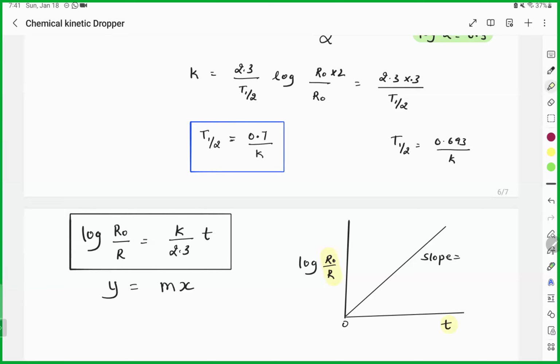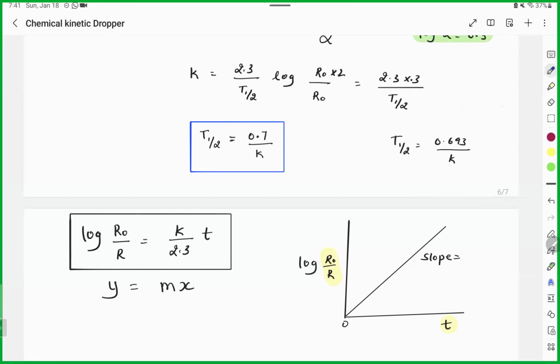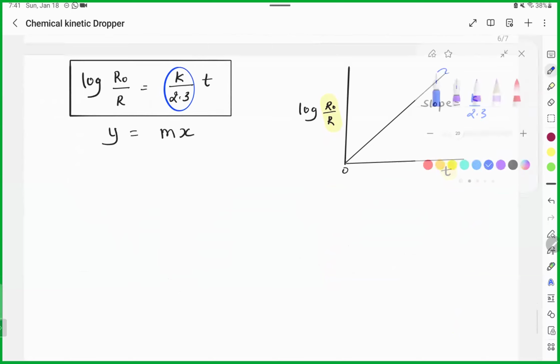Barinder, what will be the slope value? Chandana, what is the slope value in this case? So K divided by 2.3. K divided by 2.303. Any doubt? No, sir.